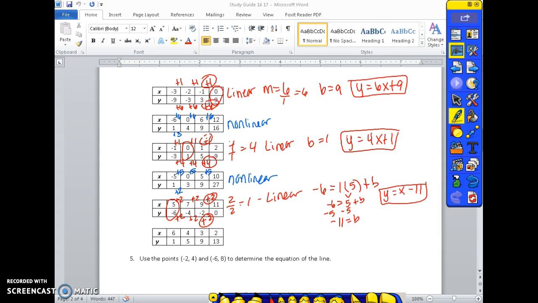For the next one, 6 minus 2 is 4. 4 minus 1 is 3. 3 minus 1 is 2. Let's check to see if the y changes at the same rate. 1 plus 4 is 5. 5 plus 4 is 9. 4 over negative 2 and 4 over negative 1 is not going to change consistently, so that is nonlinear because there is not a constant rate of change.